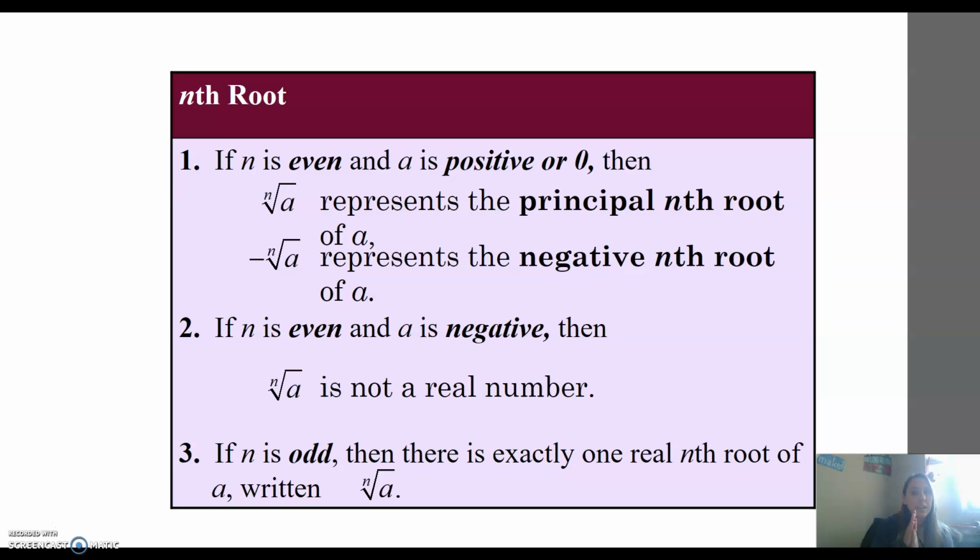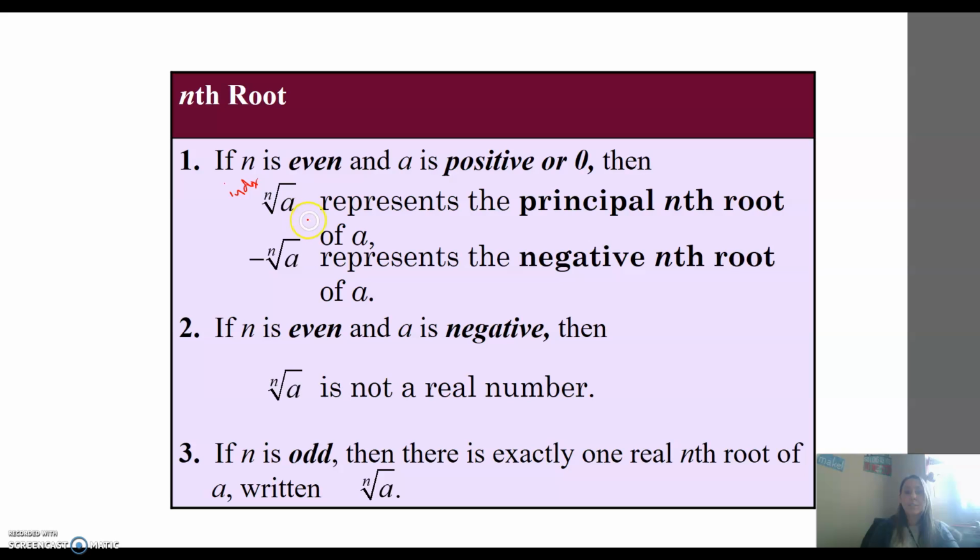And then the last thing we're going to cover today is the nth root. About the nth root, we have some special rules. If n, meaning my index, is even and my a is positive, then that represents the principal nth root of a, meaning it is possible. So this has to be even: 2, 4, 6, 8. This has to be positive on the inside.